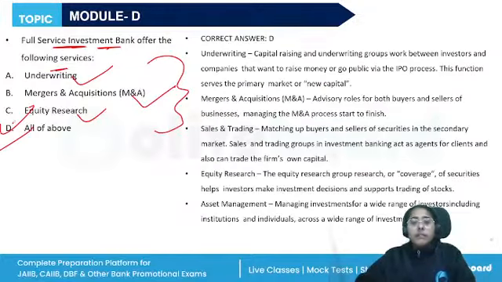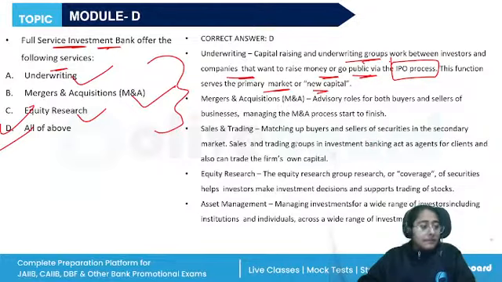All of the above. Underwriting means capital raising, and underwriting groups work between investors and companies. They want to raise money or go public via the initial public offering process. This serves the primary market, or the new capital. Mergers and acquisitions between two firms involve advisory roles for both buyers and sellers of the business. Sales and trading means matching up buyers and sellers of securities in the secondary market.